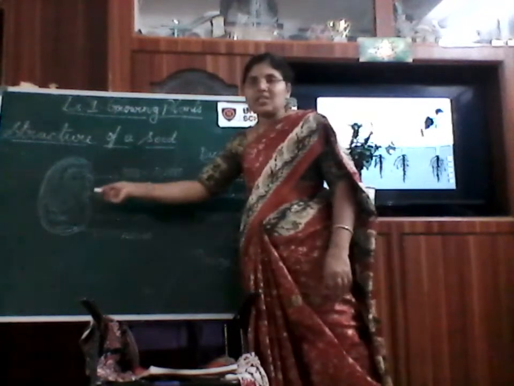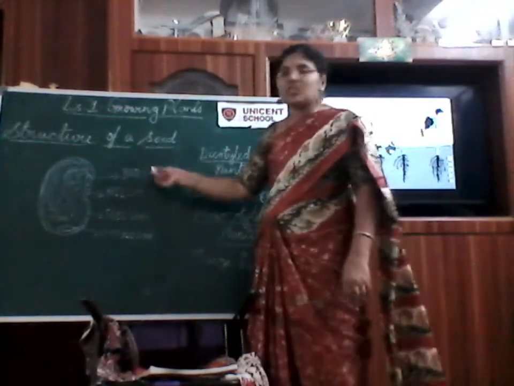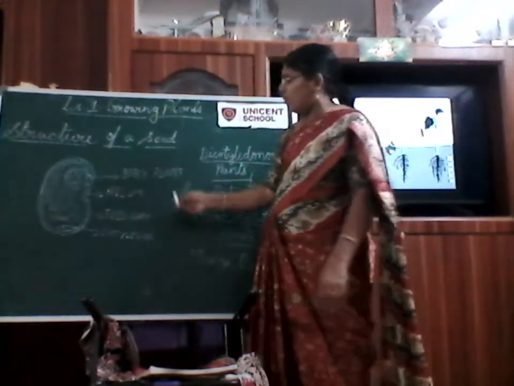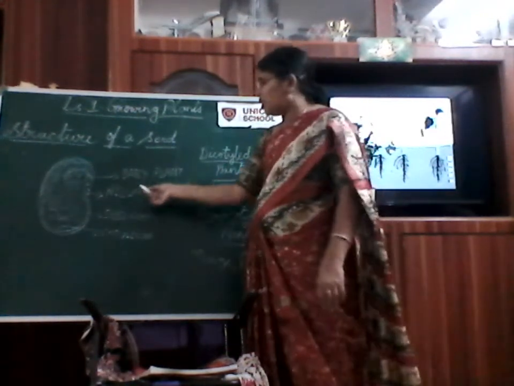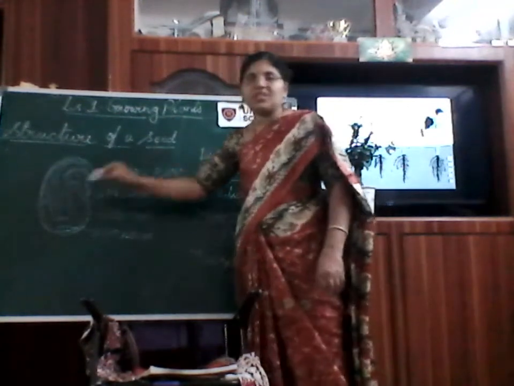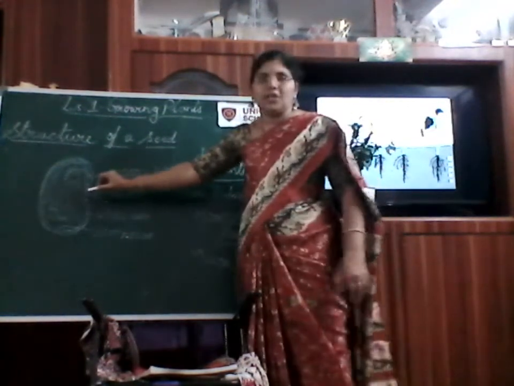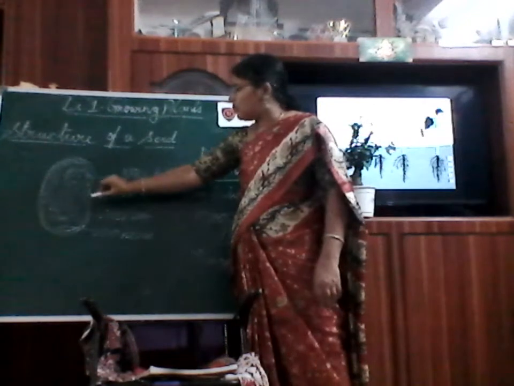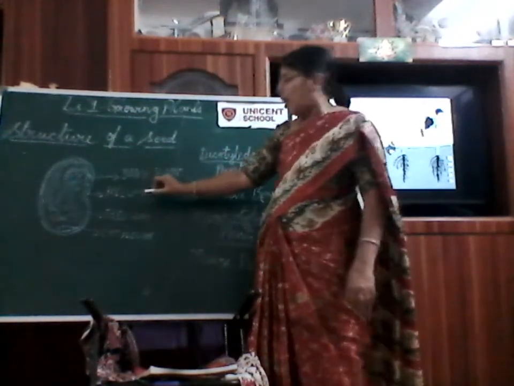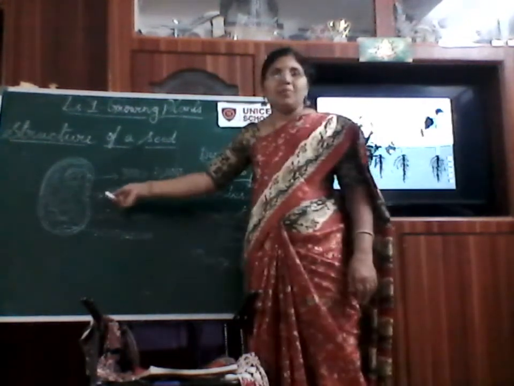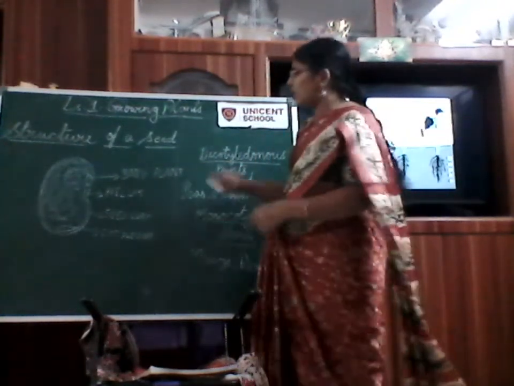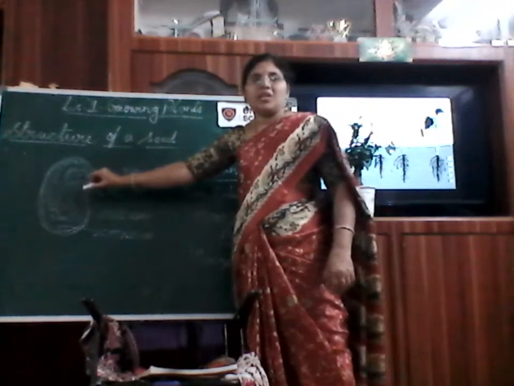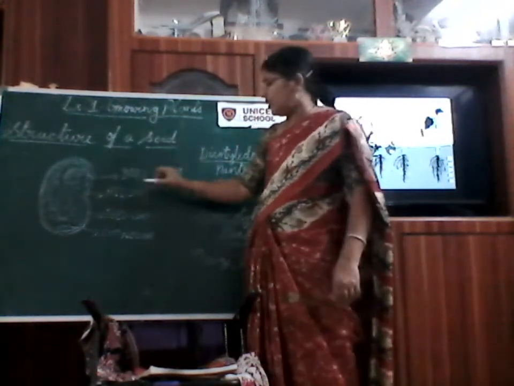Now if you see inside the seed, we will notice four parts. Basically, what are those parts? Let us discuss. First of all, if you see the center of the seed, there will be a small notch. In this notch, there will be a small opening called a hilum. This hilum is a small opening through which water enters into the seed.